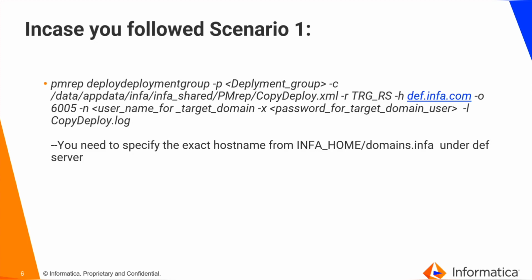So here in this command, for scenario one, we have used the target RS name, I mean the repository service name, along with hyphen H and hyphen O instead of using hyphen D. As I said, when we are trying to connect to anything for the first time which is external to your own domain, we might not have the domain details, host name and everything under the domains.infa file. That's the reason we are using hyphen H and hyphen O, because we are connecting to an external domain.